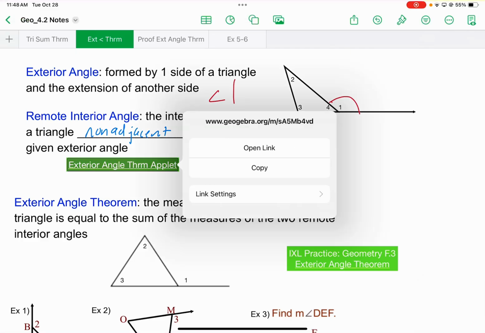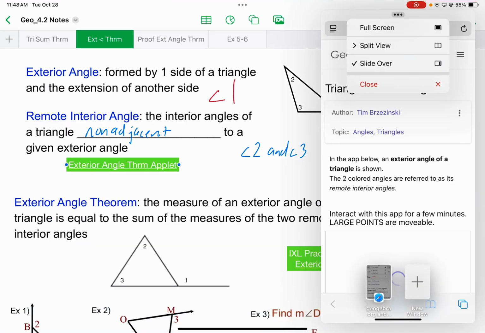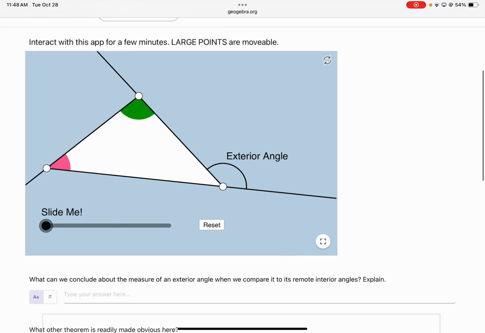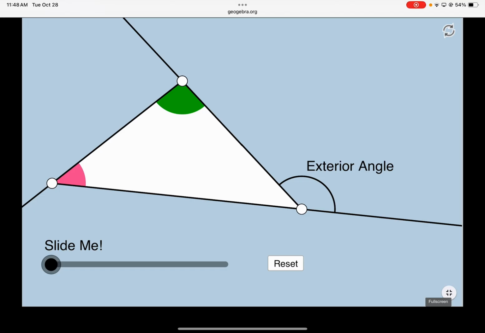So I have another applet before we get into a theorem that we're going to talk about here in a second. Okay. Ready for it? Here we go. I'm going to make this full screen. So here's our exterior angle on the bottom right. And then those are the two remote interior angles. Okay? So those would be the two angles that are not connected to that exterior angle.